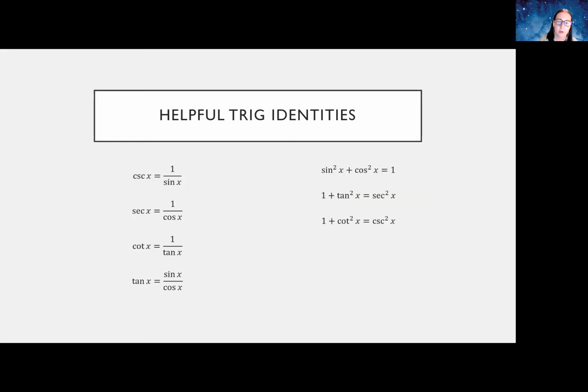Being able to rewrite cosecant, secant, and cotangent, knowing that tangent is sine over cosine, and then knowing the 3 identities coming from the Pythagorean theorem, that sine squared plus cosine squared is 1, 1 plus tangent squared equals secant squared, and 1 plus cotangent squared equals cosecant squared. The other trig identities don't show up as often and are not as important.